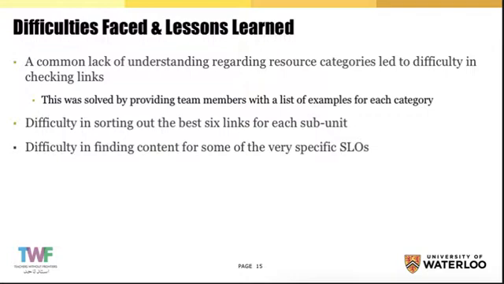Additionally, the team faced difficulty in sorting out the best 6 links for each subunit. And some of the topics were so specific that it was difficult to come up with useful links for those certain SLOs. This can be seen in the detailed subunit table attached in Appendix 1, Detailed Resource Type per Unit.